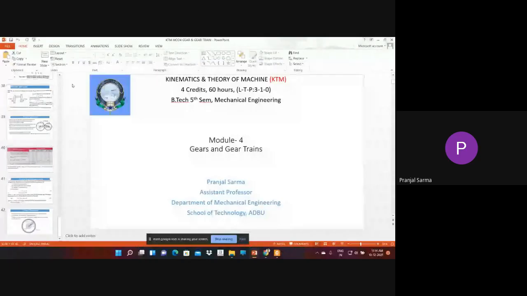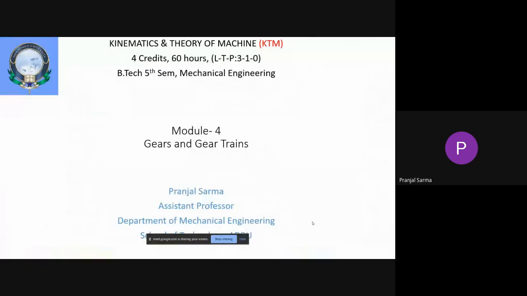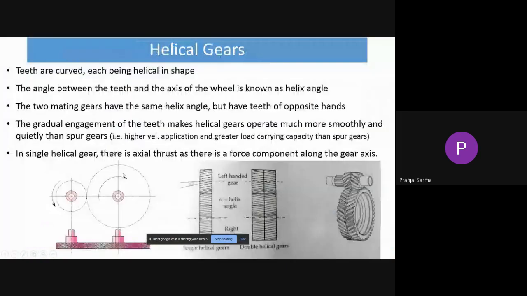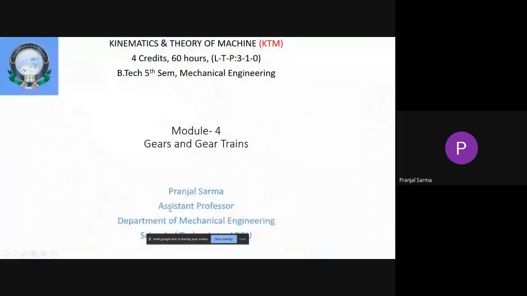So after the last class, any question, any confusion? I hope no confusion is there. Let me know. No doubt, sir. Okay, so in the previous class, we have completed the theory portion from this gear module.